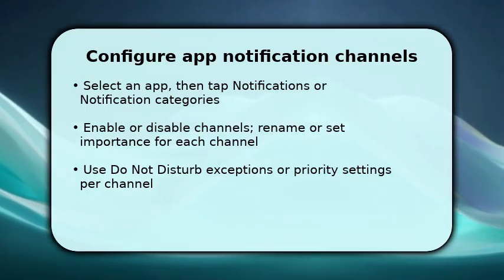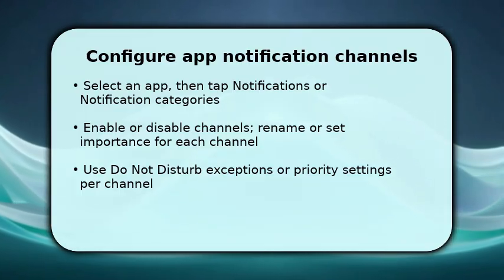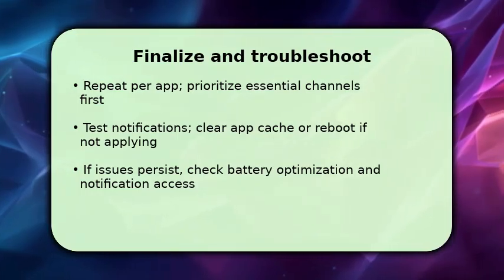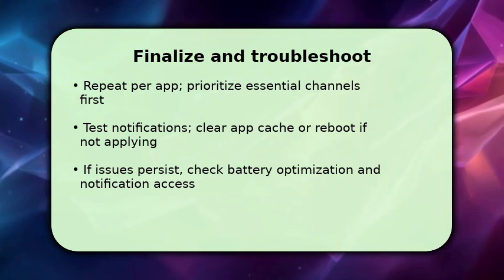Make sure to use Do Not Disturb exceptions for high-priority channels so critical alerts still come through. Finish by repeating the channel setup for each app, prioritizing essential communications first so you don't miss anything.